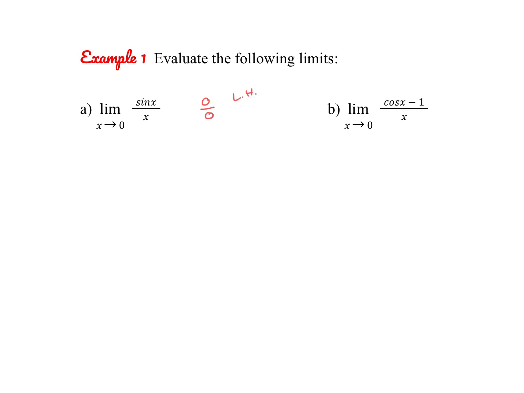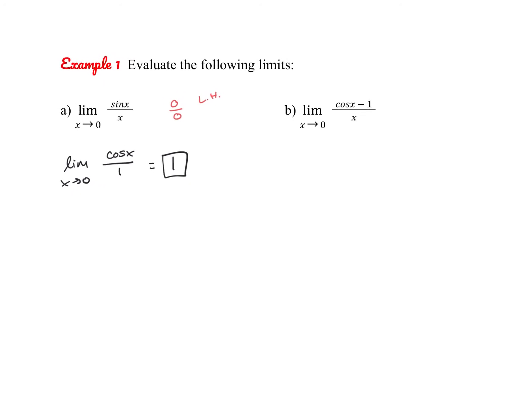So what we do is we are going to take the derivative of the numerator, the derivative of sine is cosine, and we take the derivative of the denominator, the derivative of x is 1, and now we're going to try to evaluate this limit. So we could do direct substitution again, and here we just end up with 1. So that's the answer that we know to be true, but now we're able to find it in a different way. Okay, let's try the second one.